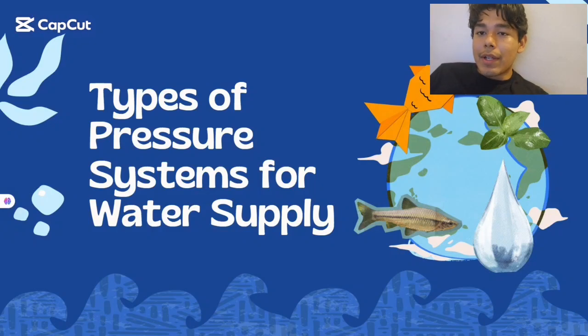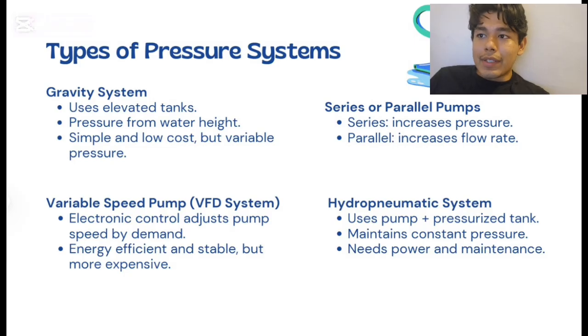Hi, I'm going to talk about types of pressure systems for water supply. We have different types of pressure systems. The first one is the gravity system that uses elevated tanks and pressure from the water head. It is simple and low cost, but has variable pressure.